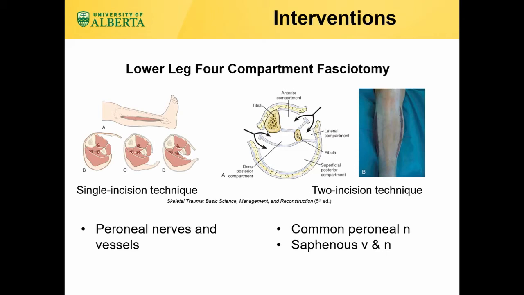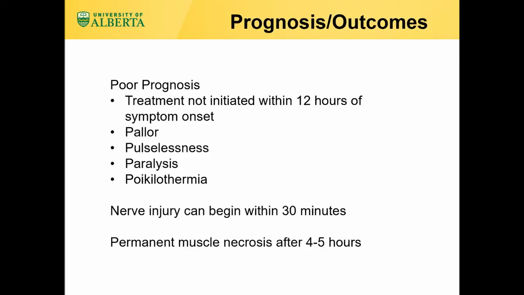Before releasing the posterior compartments through the medial incision, identify and protect the saphenous vein and nerve. Incise the gastrocnemius fascia longitudinally from proximal to distal to release the superficial posterior compartment, and then divide the attachments of the soleus muscle to the tibia to release the deep posterior compartment.